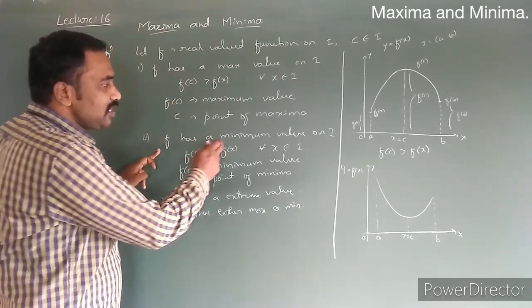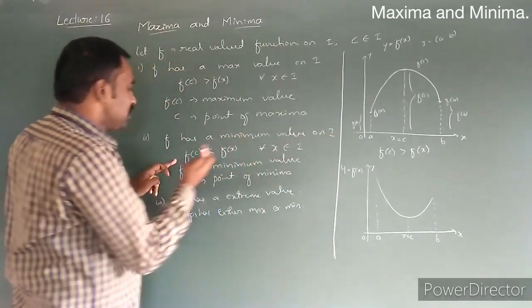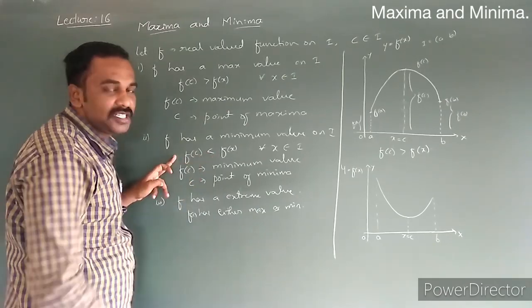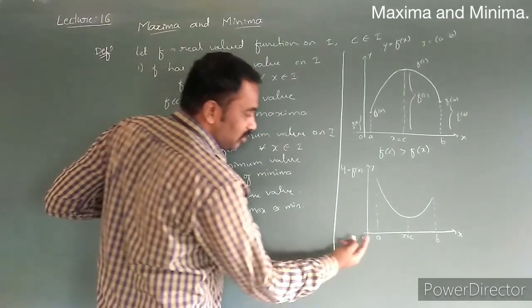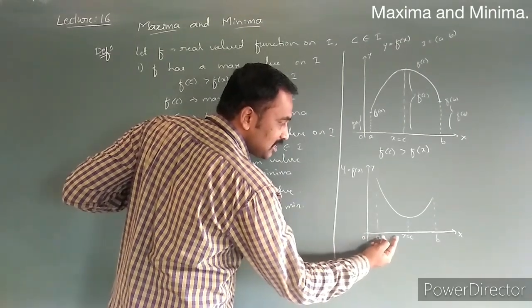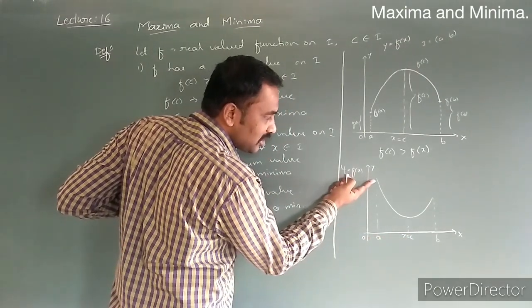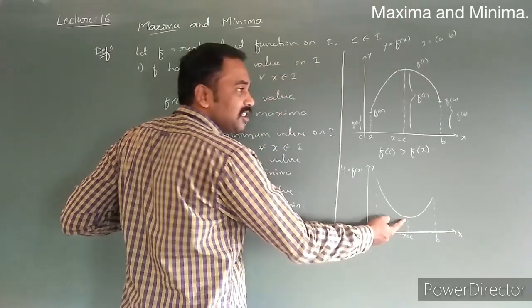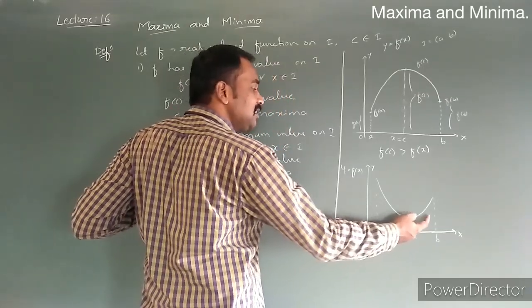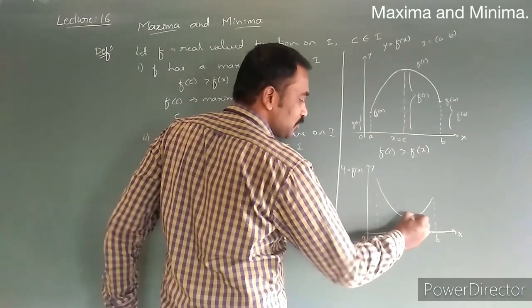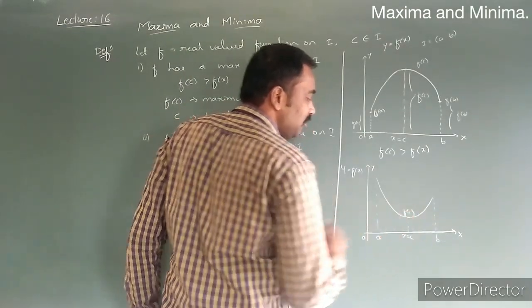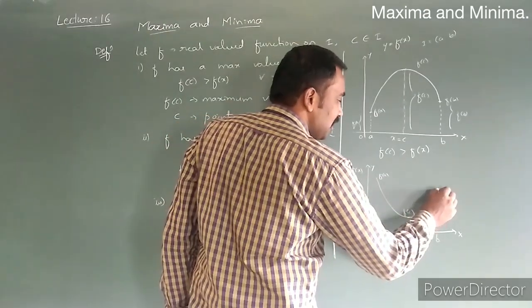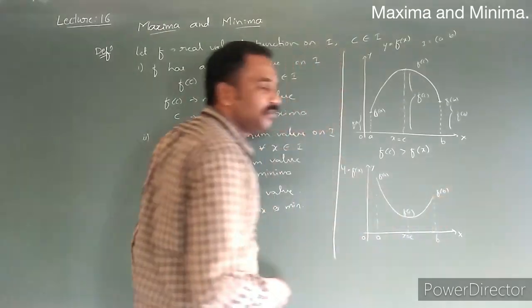Then f has a minimum value on I whenever there exists a point C such that f of C is less than f of x. Now observe that on increasing the x values, the function is decreasing. At x equal to C it changes its direction, then again it is increasing. So this point is f of C, this value here is f of A, and here it is f of B.